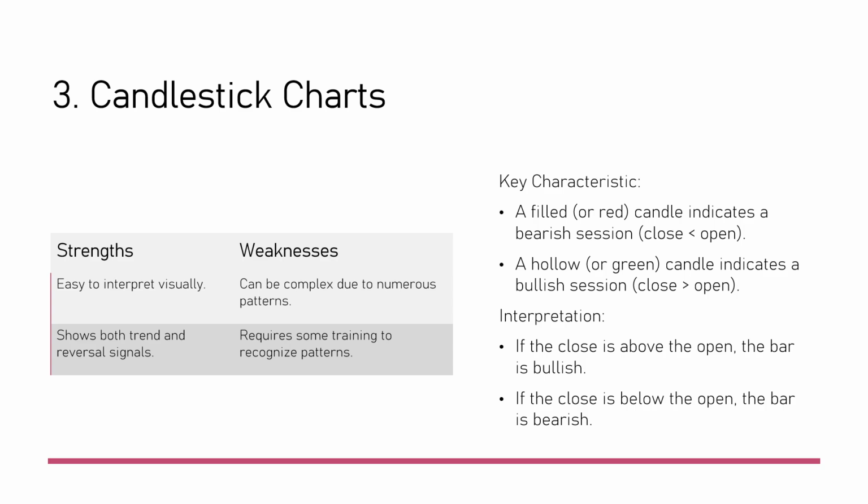Now, let's cover the key characteristics for interpreting candlesticks. A filled or red candle indicates a bearish session, where the close is below the open. A hollow or green candle indicates a bullish session, where the close is above the open. For quick interpretation, if the close is above the open, the candlestick signals a bullish session, showing that buyers dominated. If the close is below the open, the session was bearish, indicating selling pressure.